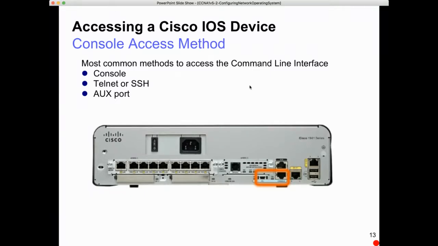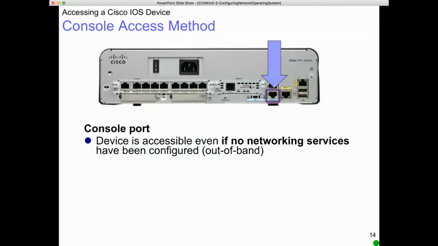The auxiliary port, which is the one right above the blue RJ45, is an alternative way to plug in, but it must be configured first. You can't use it first. So we're going to use the console port first. No networking services have been configured. This is a brand new router that has no configuration, or you've come to the lab and there's no configuration yet on the device. So we're going to plug in the console port first.